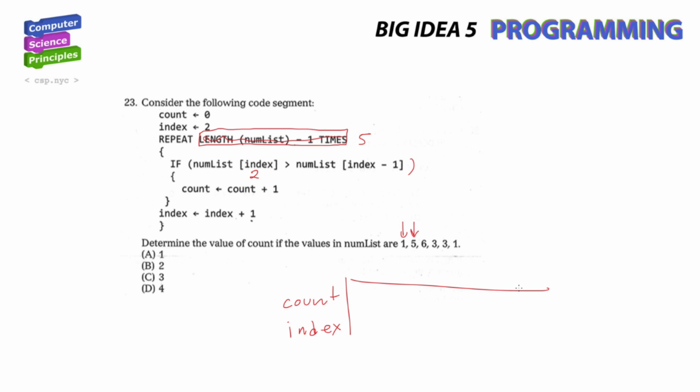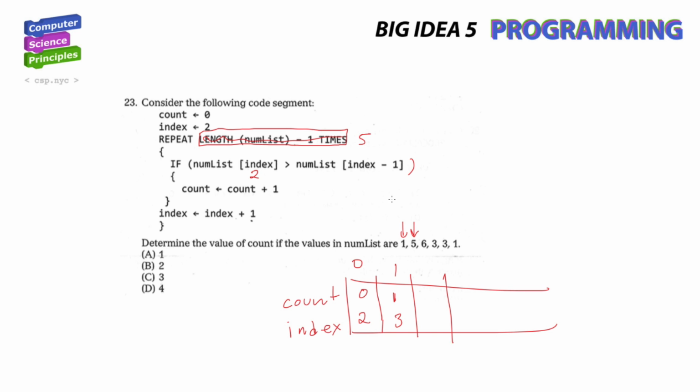So at the very beginning, we know that the count, because we're told it up at the top, is 0 and the index is 2. Now after the first time this is run through, when we check it, if this item, which is 5, is greater than the item before it, which is true, then we're going to add 1 to the count. So this becomes 1, and then the index also increases.